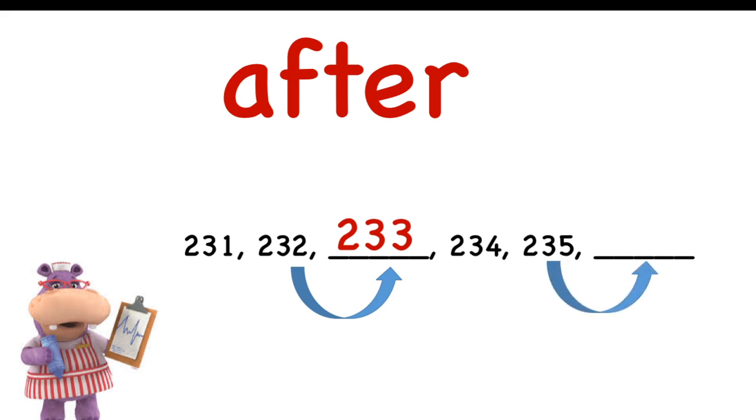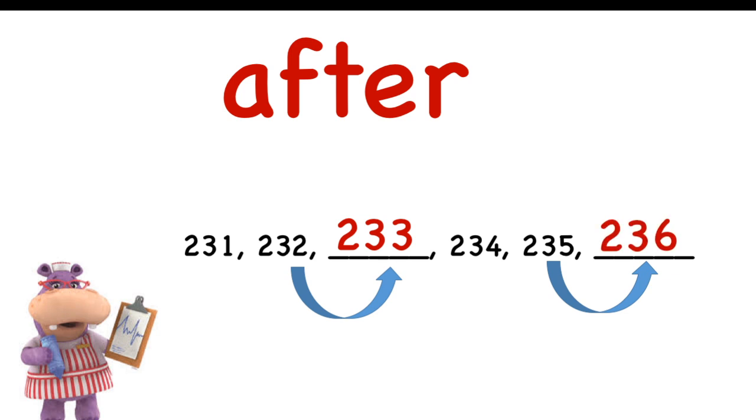Which number is after 235? It is the number that follows it. It is the next number. It means it is after. So it will be one number bigger. 235 plus 1 is 236.